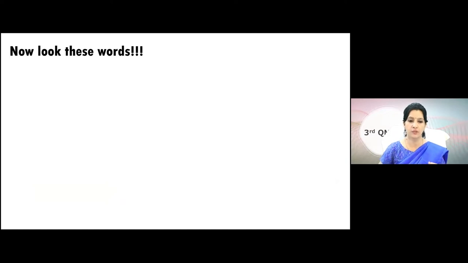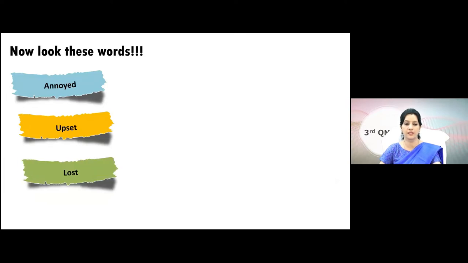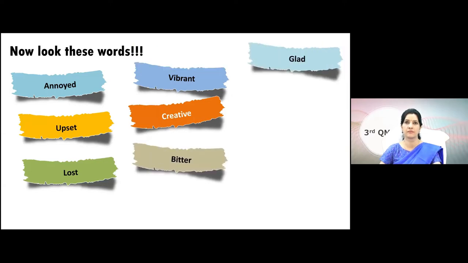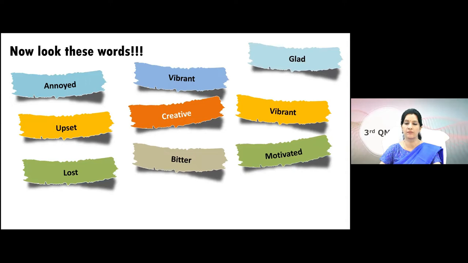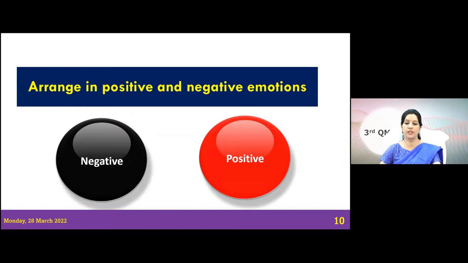Now look at these words. What is this? Annoyed. See them carefully because again, there is an activity. What is this? Upset. Lost. Vibrant. Creative. Bitter. Glad. Vibrant. Motivated. So have you seen or written these words? Then dynamic, confident, and furious. So these many words are there. Now arrange these into positive and negative emotions.